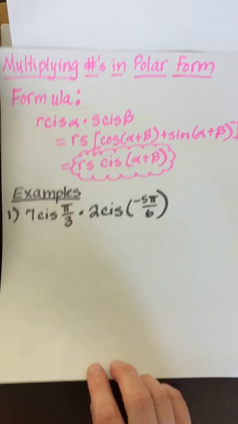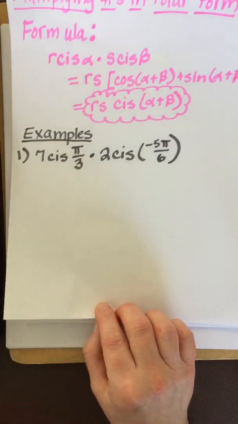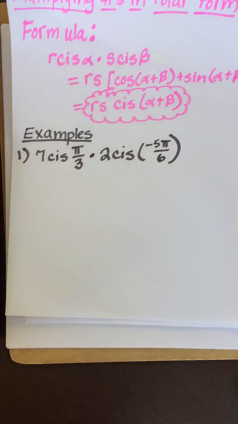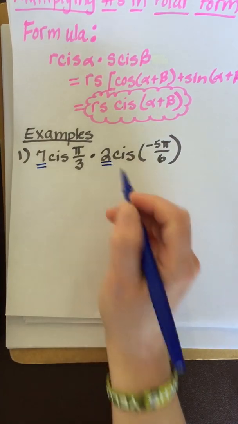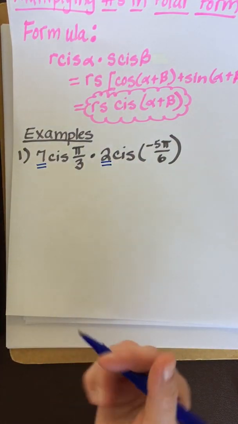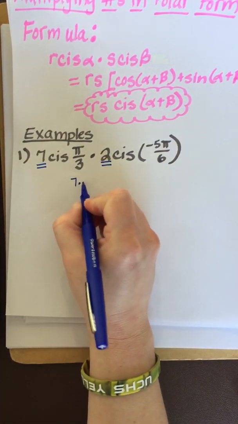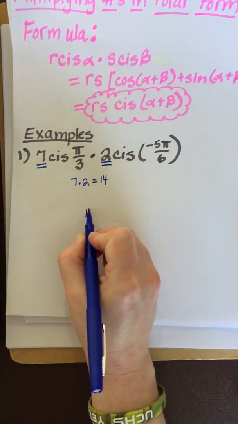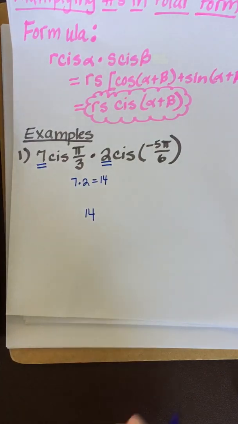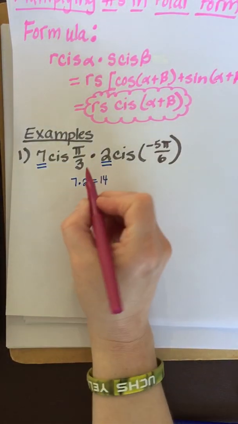So let's look at an example of this. It is really easy. Okay, so to multiply these two that are in polar form, first I'm going to do 7 times 2 because we're going to multiply R and S. So 7 times 2 is 14. All right, so that's going to be my number out front. And then the next thing I want to do is add alpha and beta.